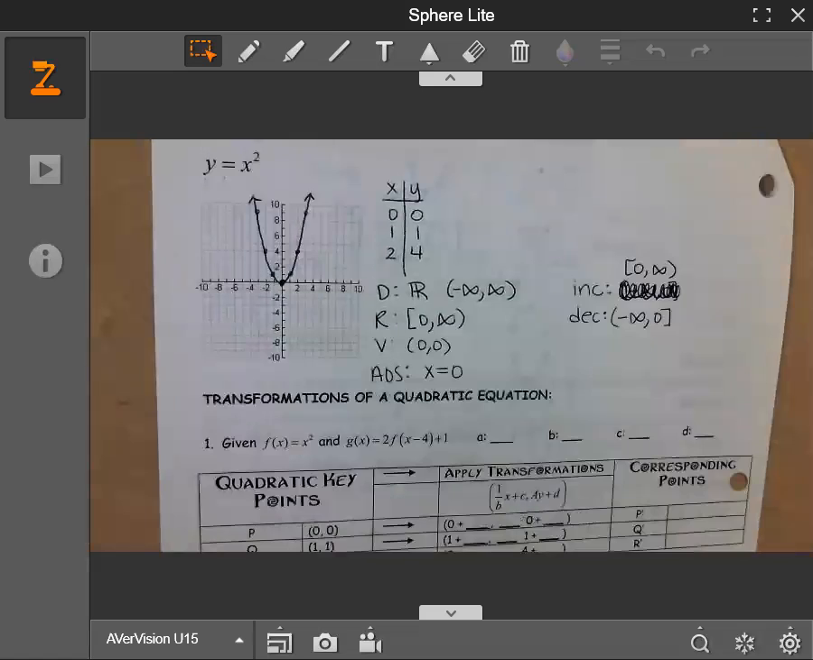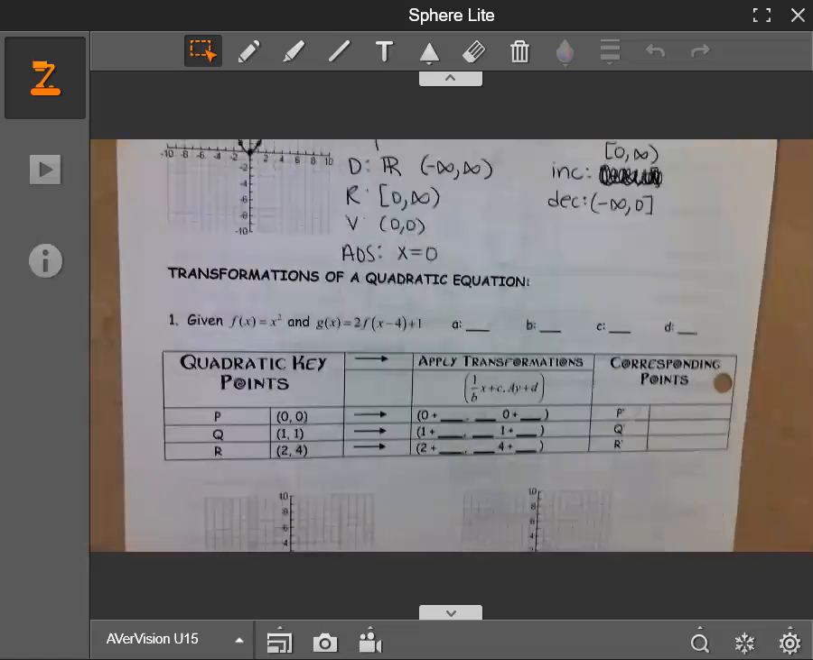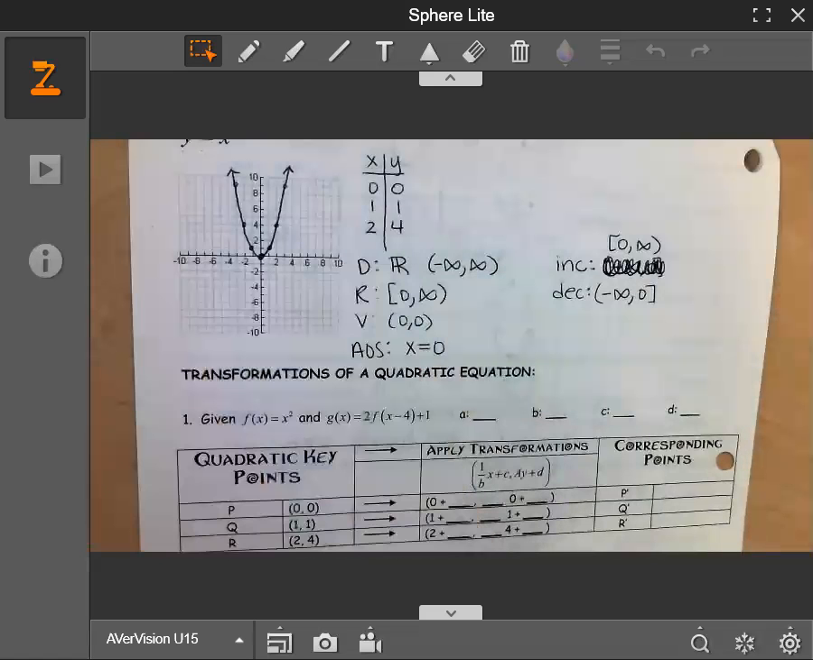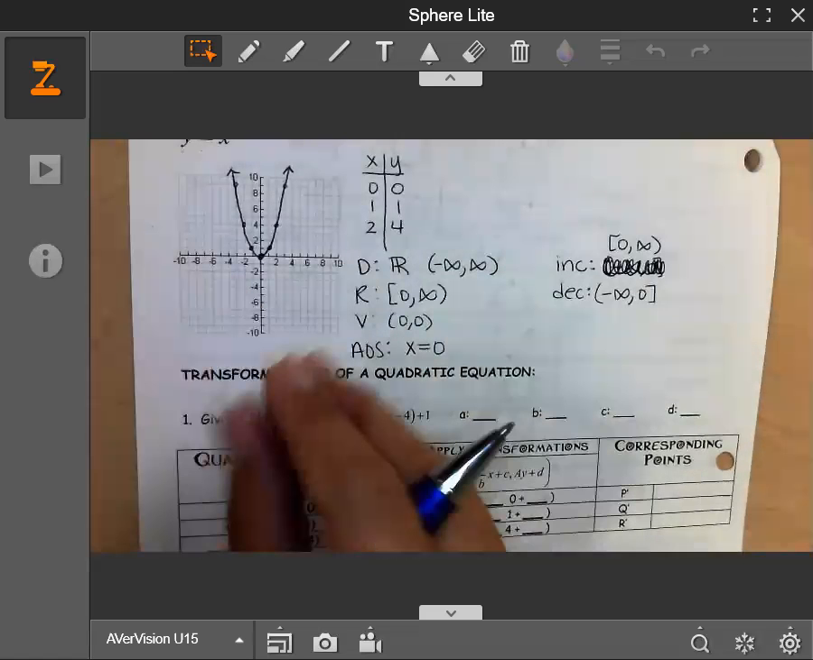All right, so let's talk about transformations now with quadratics. We always start with this parent function because this is going to be our starting point for everything. We start with this and then we do the transformations to that.